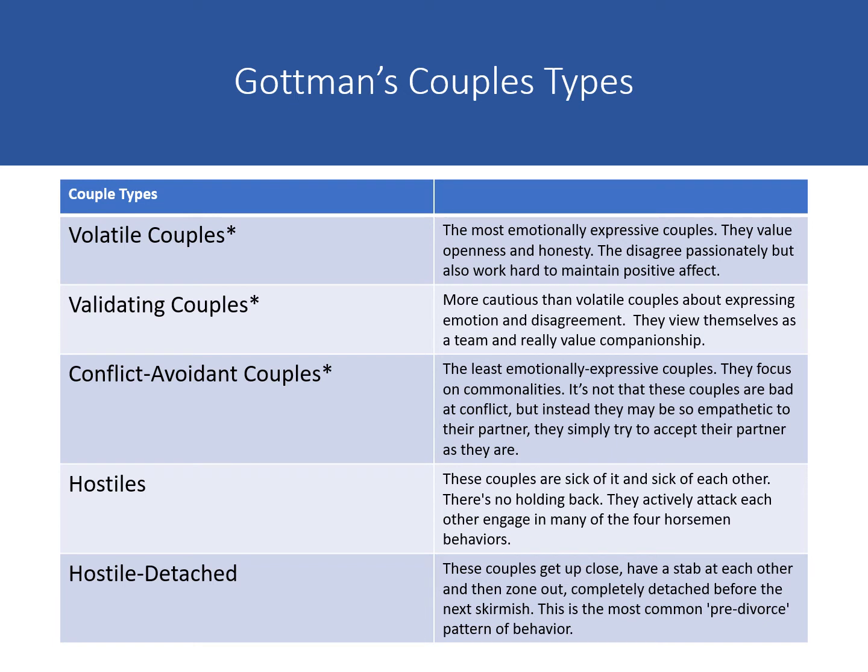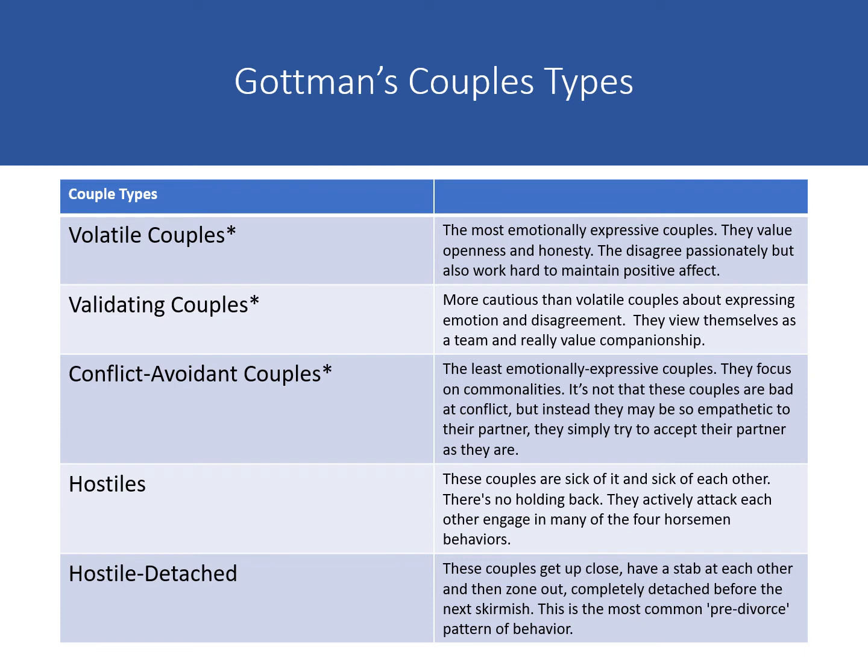The bottom two couples, hostile and hostile detached, are couple types that are not functional. They are couple types that either leave the individuals really unsatisfied in their relationship, or they simply aren't sustainable, right? And that lead to the relationship ending or divorce.